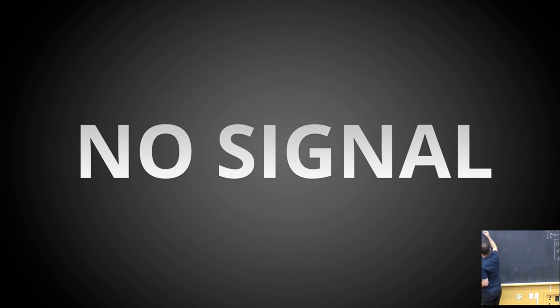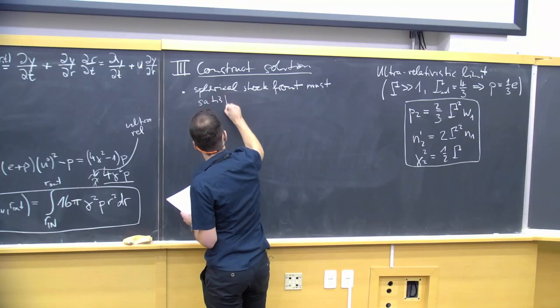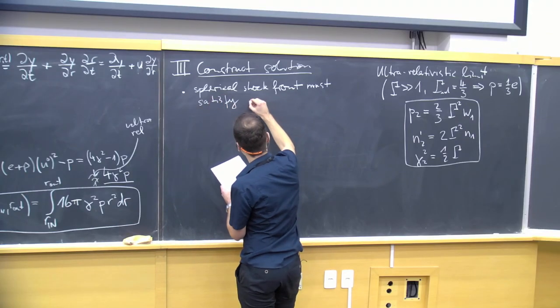Okay, now comes part three. We construct the solution to these equations that are absolutely general by imposing the local shock properties that we discussed earlier. So again, we assume a spherical shock front and that must satisfy the local jump conditions.